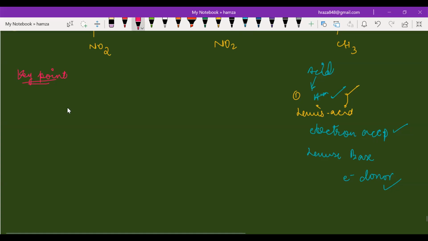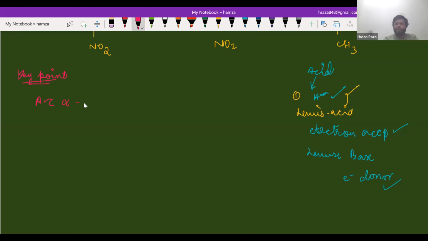Yes, sir. So the key point is that acidic character is directly proportional to minus I. Do you know what this minus I means? Minus I stands for inductive effect. Minus, that means it has power to withdraw or attract electron.